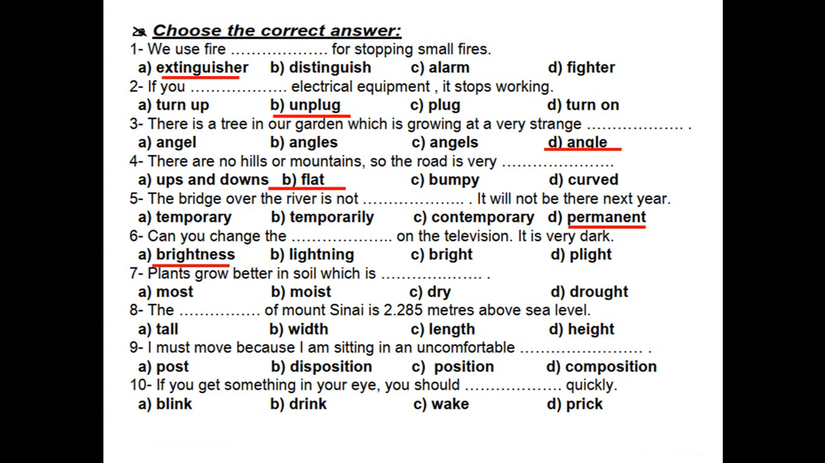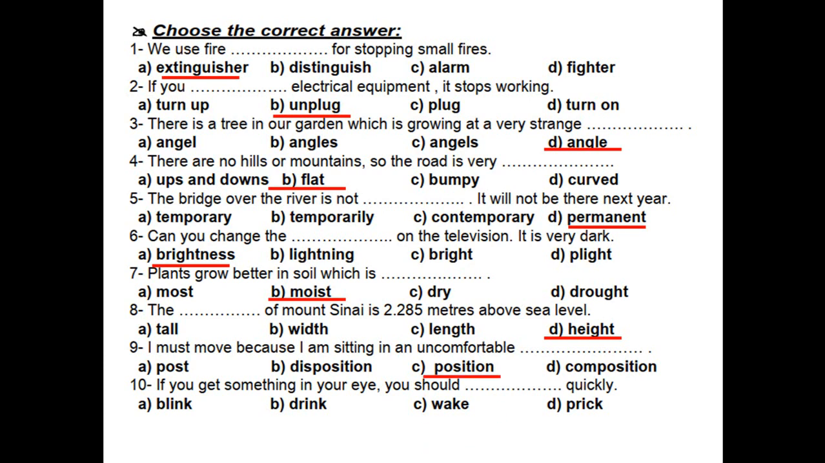Number 7. Plants grow better in soil which is what? Moist, dry, drought. Of course, moist soil. Number 8. The space of Mount Sinai is 2,285 meters above sea level. Of course, the height. Number 9. I must move because I am sitting in an uncomfortable what? Post, disposition, position, composition. Of course, position.